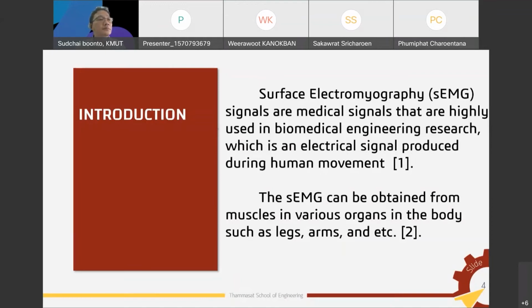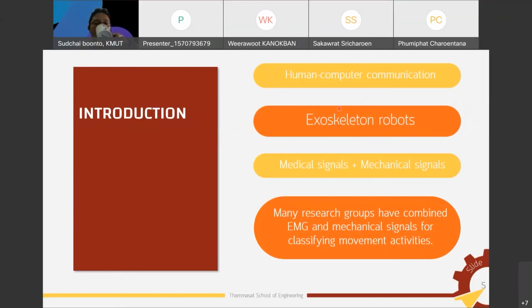Introduction. I would like to give you some background information about my paper. Surface electromyography, SEMG, signals are medical signals that are highly used in biomedical engineering research, which is an electrical signal produced during human movement. The SEMG can be obtained from muscles in various organs in the body, such as legs, arms, etc. Several researchers have applied SEMG signals in human-computer communication. Exoskeletal robots use SEMG signals to recognize movement patterns to control prosthetics.